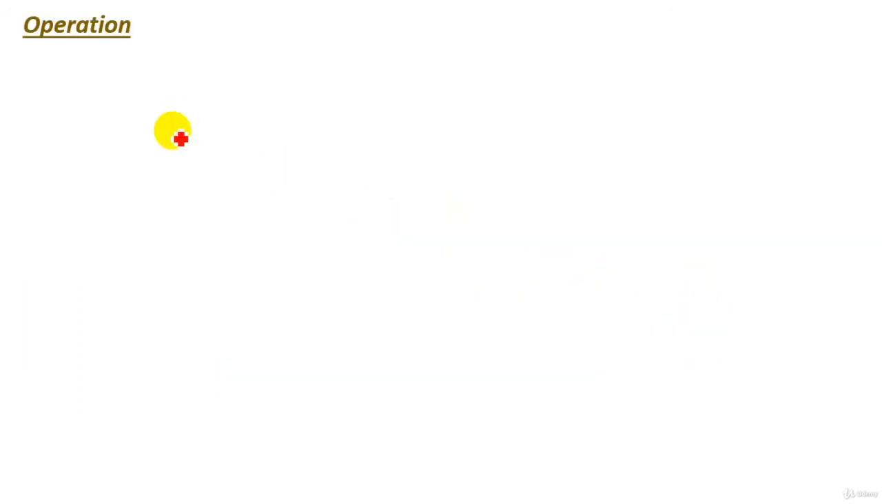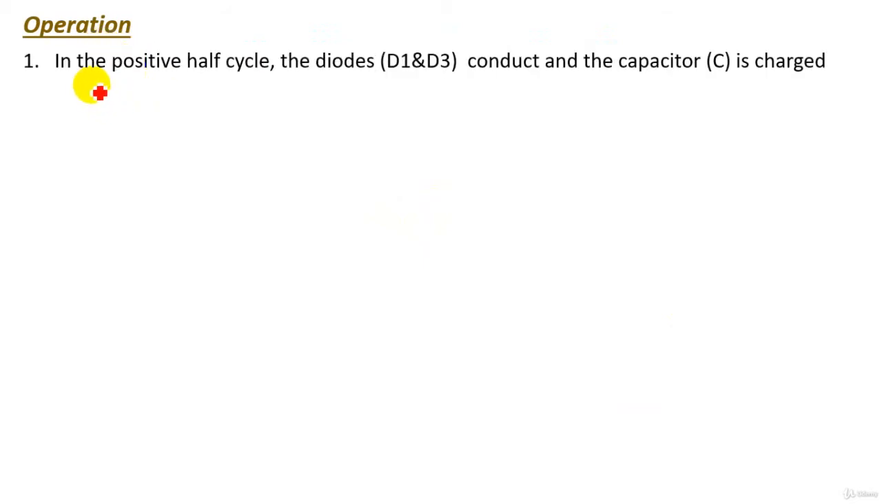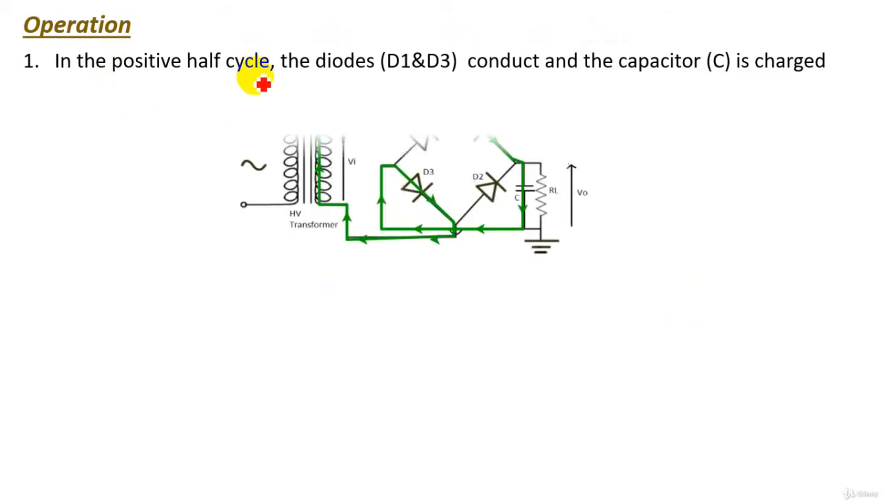Now it's time to see and understand the operation of this circuit. First of all, in the positive half cycle, the diodes D1 and D3 will act as short circuit, as the voltage across D1 and D3 during the positive half cycle will be positive. So D1 and D3 now are closed switches. So the capacitor C1 is charged. And the direction of charging of the capacitor and the direction of flowing the current will be like that.